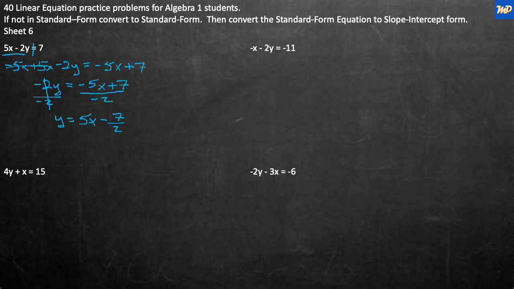We have a negative x. The x and y are in the right order, but it's negative x. We have to convert it to a positive x to make this standard form. So in order to do that, we're going to say negative x, negative 2y is equal to negative 11. To get rid of the negative sign, we're going to divide everything by negative 1. When we do that, the negatives cancel. We end up with x, the negatives cancel, we have a positive 2y, and that equals, the negatives cancel, we end up with a positive 11.